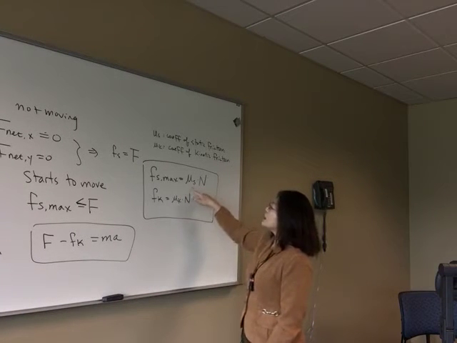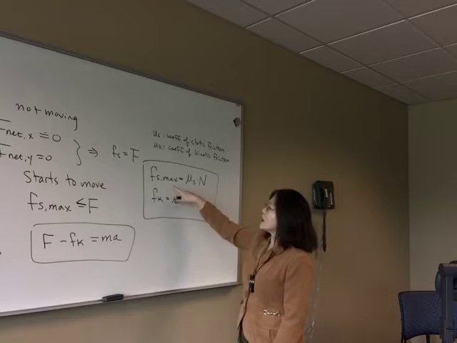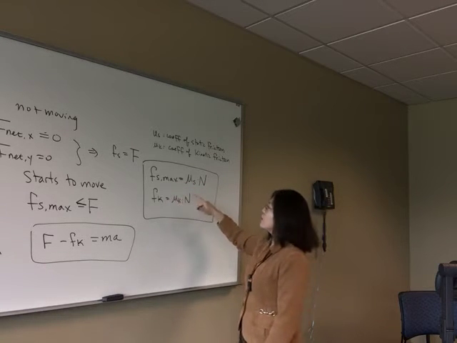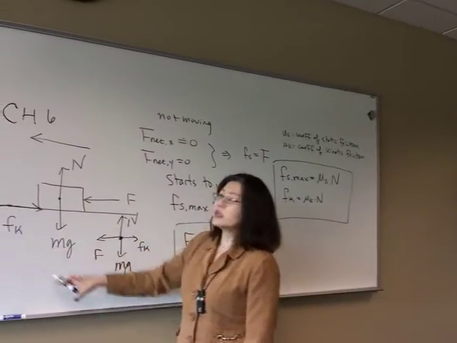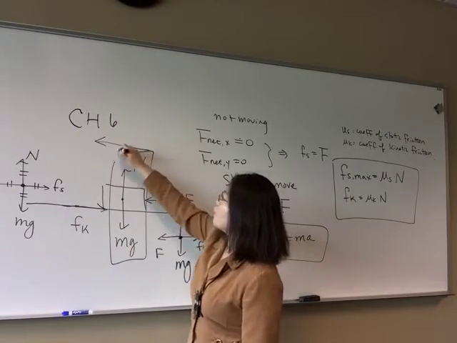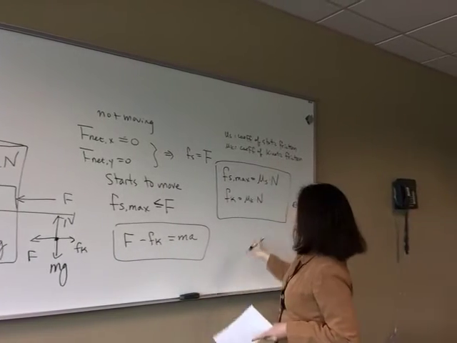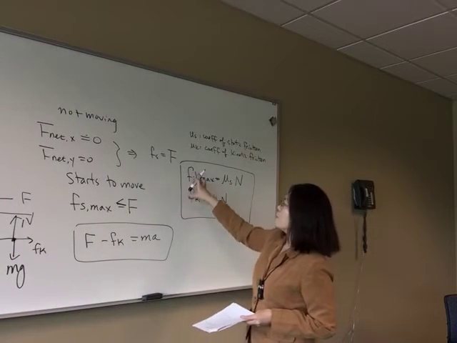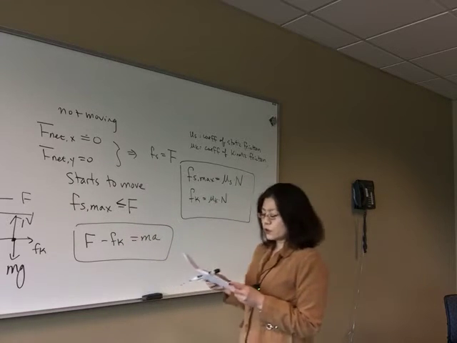The mu s and mu k are basically constants. So in order to find the magnitude of the frictional force, you need the normal force. How do you find the normal force? Based on this diagram, your normal force is basically equal to the weight of the block. So this is how you find the frictional force, and there are two different kinds of frictional force.